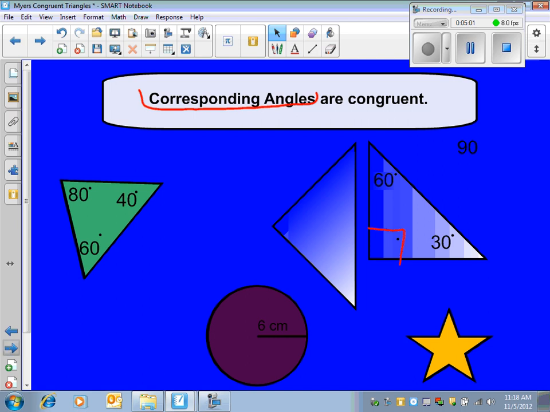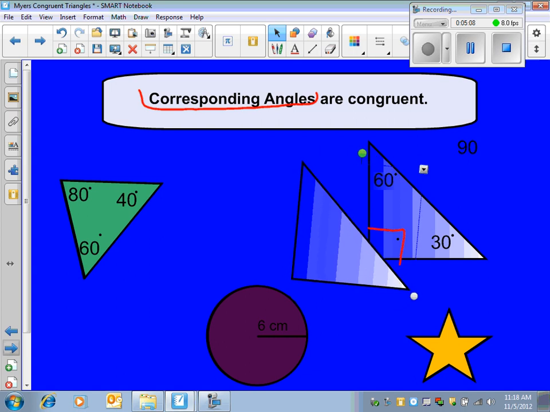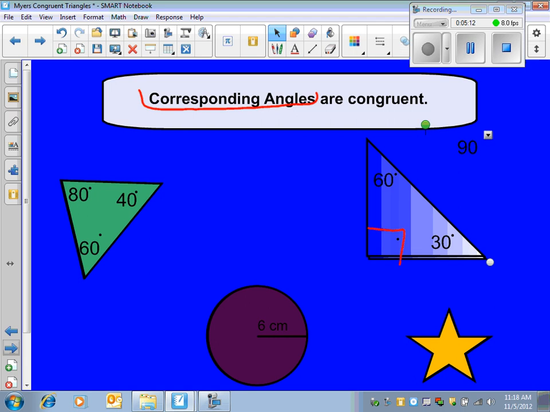All right, so I need to rotate this triangle. How can I rotate this? There we go, something like that. Yay! 30, 60, 90, all the angles match up. So these triangles are congruent.